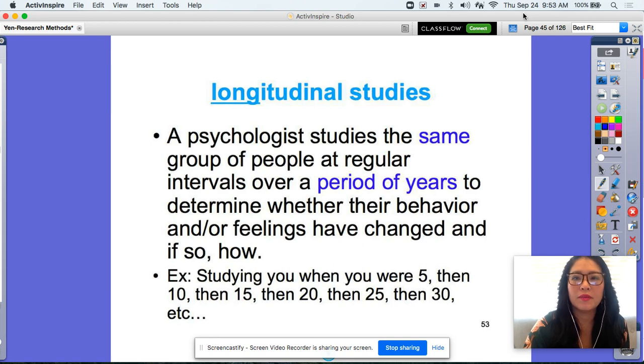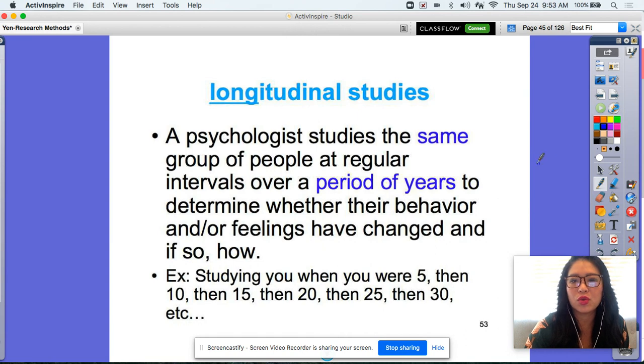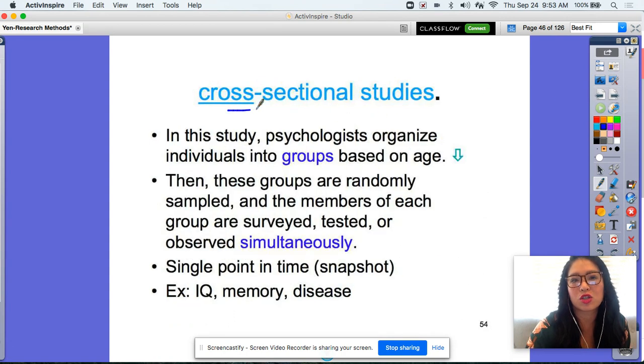Hi, everybody. Okay, today we're going to go over the correlation method. There are first these two other vocab words that we need to discuss as well. So there's a difference. Another confusing pair is going to be longitudinal studies and also cross-sectional studies.